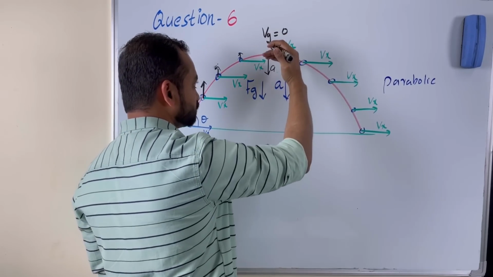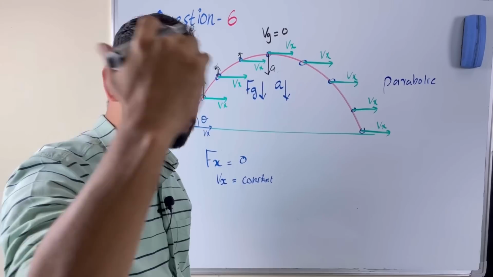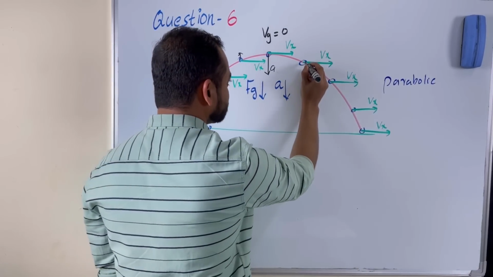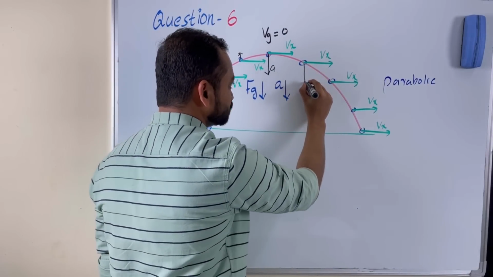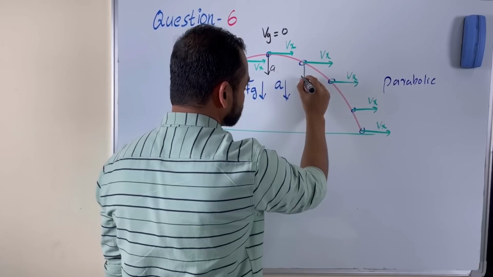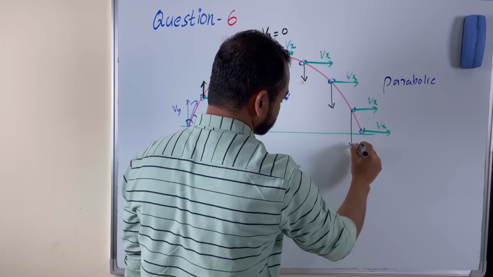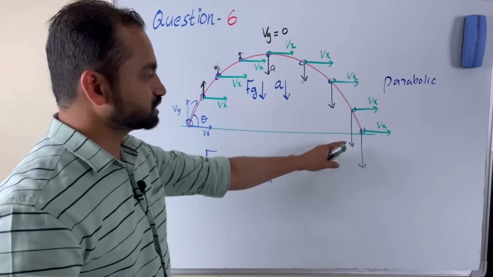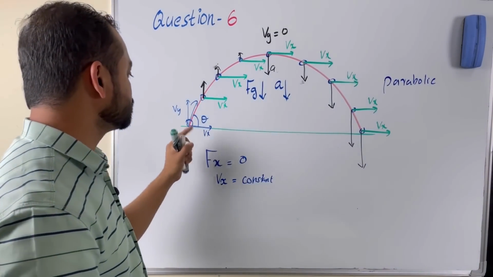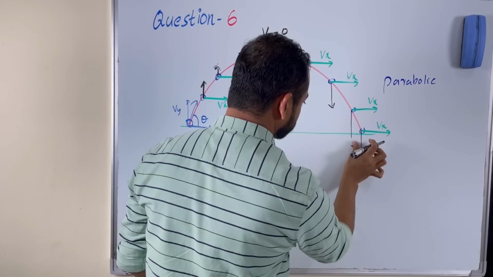Then what happens after that? The object will start moving down, right? It starts falling down. When it is falling down, the gravity is pulling it down, right? So its velocity will start increasing. The velocity will start increasing from 0. So when it reaches here, its velocity will be equal to its initial velocity. The length of the arrow is a little bit different.